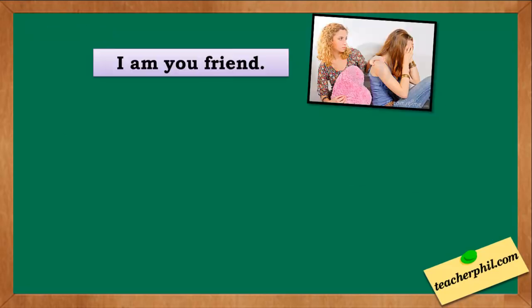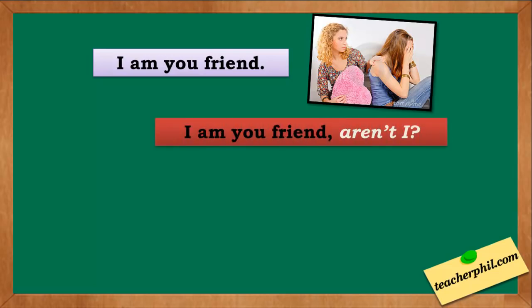The second one, I am your friend. The correct answer is, I am your friend, aren't I? I am is used in the statement. Therefore, the tag aren't I must be used.